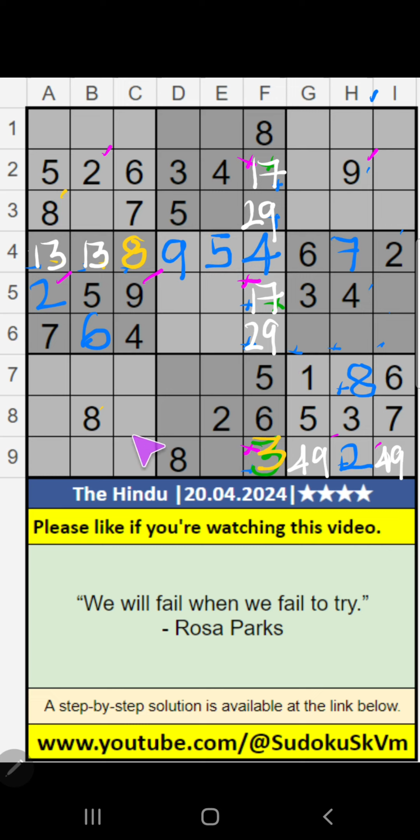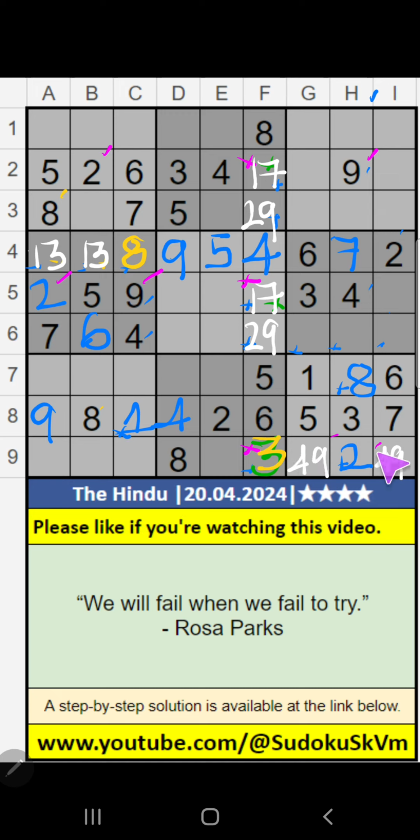8th row, 3 numbers are remaining, 4, 9, 1. Column C, we have 4 and 9. So 4 and 9 can't come in these cells. It will come in one of these cells. Column D, we have 9. So 9 can't come in that cell. 9 is confirmed here. Then 4 is here. Then 8th row, only 1 number is remaining, 1. 1 is confirmed here.